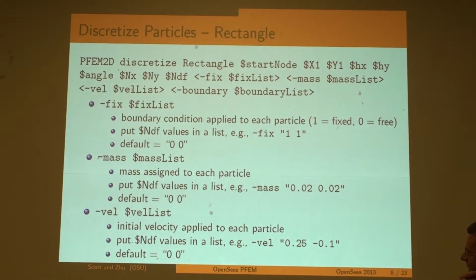Then mass is assigned to each particle. By default, there's no mass. Initial velocity, if you want to have like a tsunami bore of some initial velocity, prescribe it for those particles within that domain.